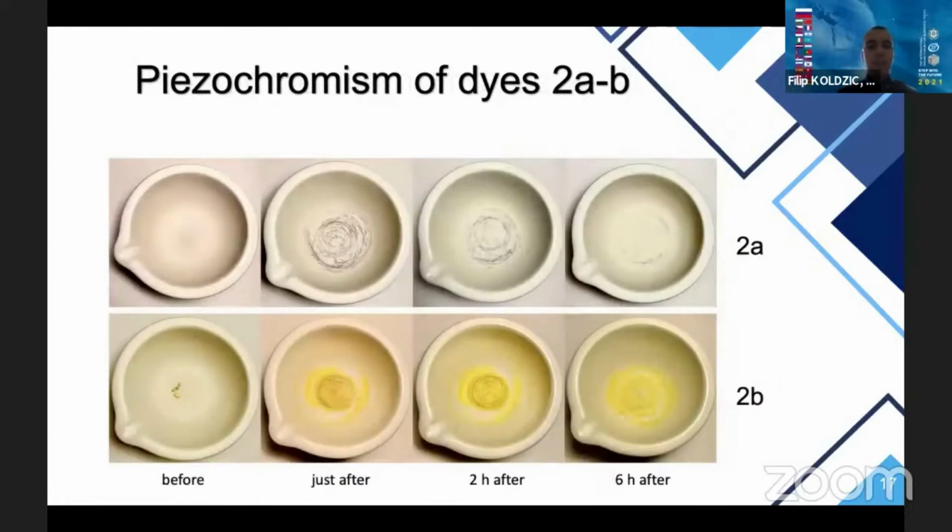And speaking about the piezochromism of two dyes, here you can see the pictures before applying mechanical pressure, just after applying mechanical pressure, 2 hours after applying mechanical pressure, and 6 hours after applying mechanical pressure. We can see that the color change in the case of 2A is from colorless to purple, while in the case of 2B, it is from yellow to orange-red.